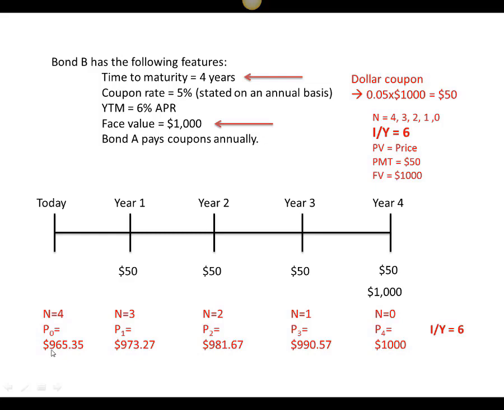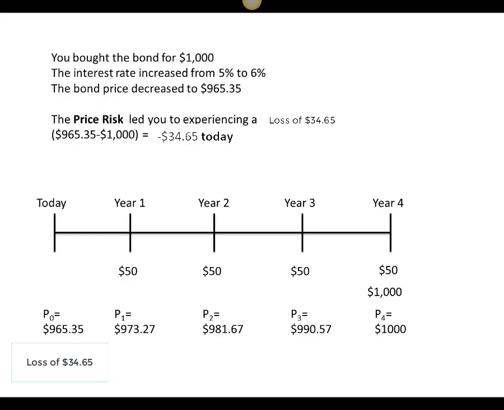Okay, so here's our new set of bond prices. Now let's look at what would happen using our bank ledger to see what our accumulated wealth would be. We originally take a loss of $34.65. When we purchased the bond, you bought it for $1,000. The interest rate moved from 5 to 6%, and the bond price decreased to $965, so we take an immediate loss of $35.65 today. Now, the difference is when we get our coupons, we're going to be able to invest them at 6% instead of the previous 5%.